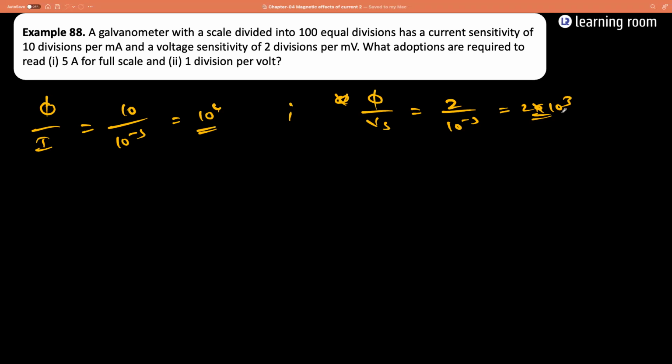What adaptations are required to read 5 ampere for full scale and 1 division per volt? What adaptations means? What are the changes you need to do to this galvanometer so that it gets converted to a 5 ampere full scale? So Ig should be 5 ampere.